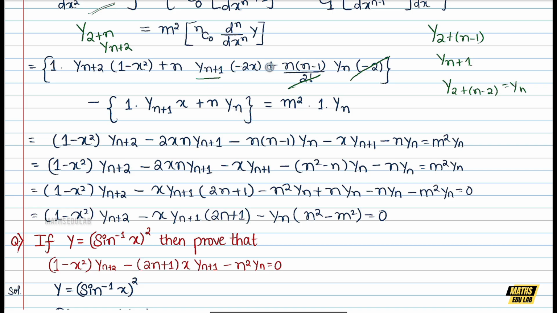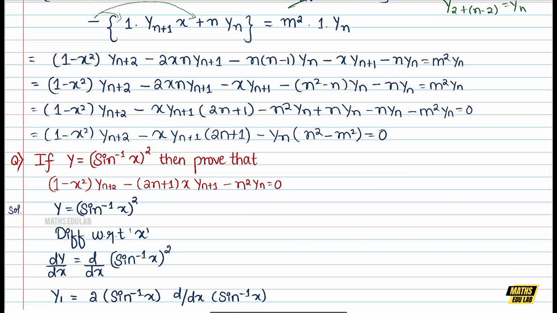So here minus will get multiplied, so minus n into n minus 1 y n. Again here minus will multiply, so here we will get x y n plus 1. Again here we will multiply the minus, this will be written as minus n y n, which is equal to m square y n.